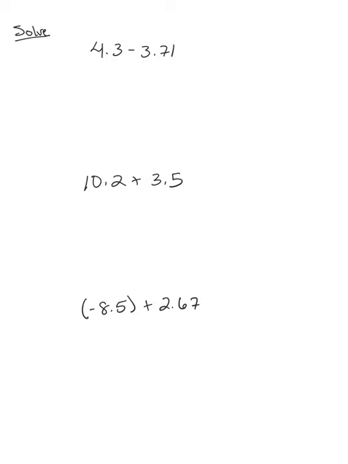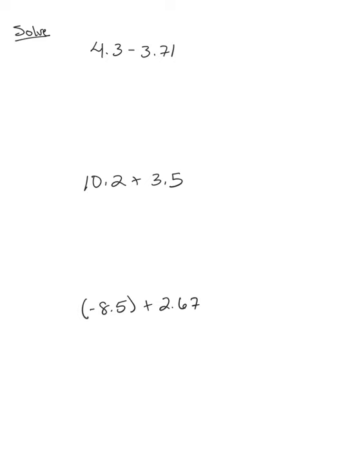This little video is going to help you add and subtract decimals. We're going to even get into some negative numbers. So I want you to look at the first problem, 4.3 minus 3.71. Now, things you're going to see on worksheets and on tests and in books are usually going to be written horizontal, written across. It's a lot easier to rewrite these vertically.